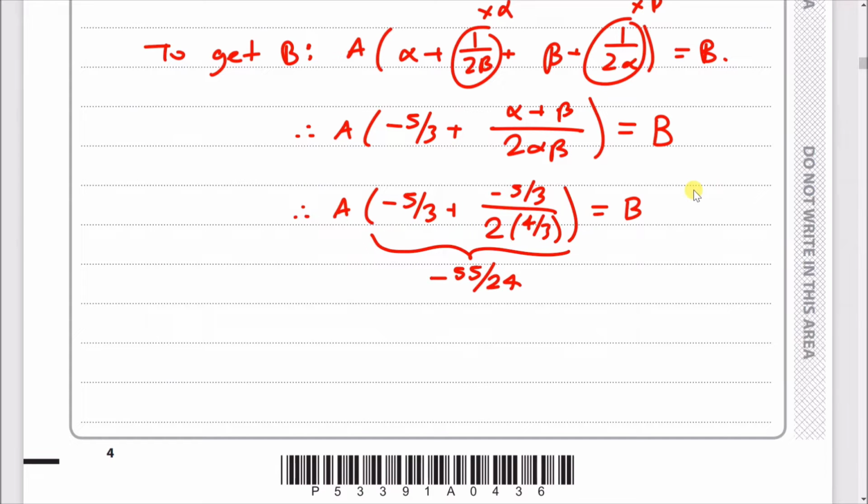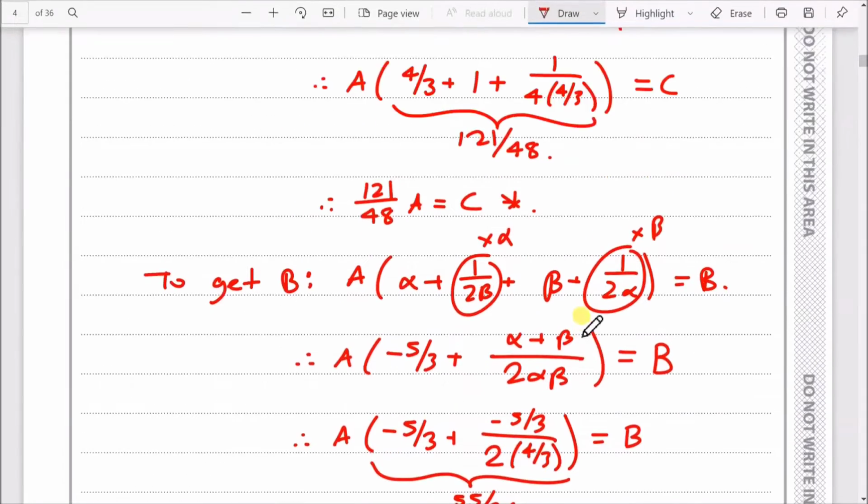Because the final result will be the same. I was going through this a couple times. Now, because that's -55 over 24, again, that means the final solution for this part would be -55 over 24 times A, and that gives us our B.